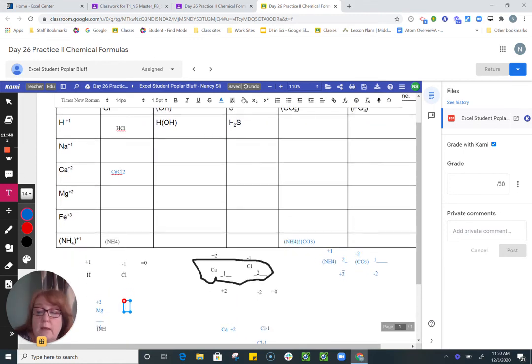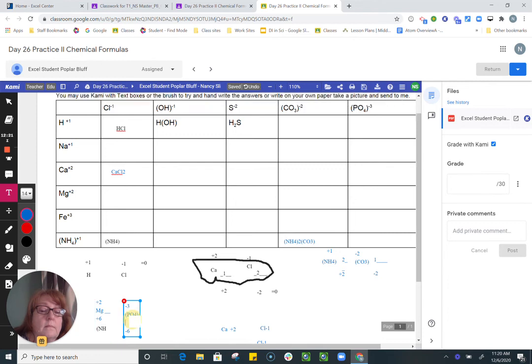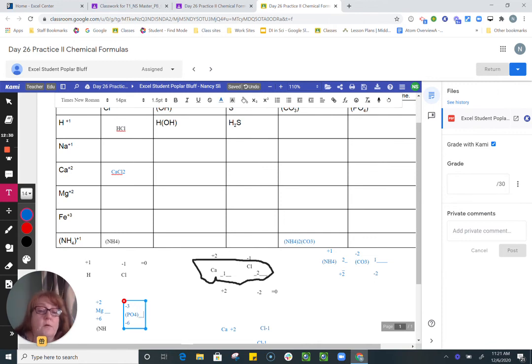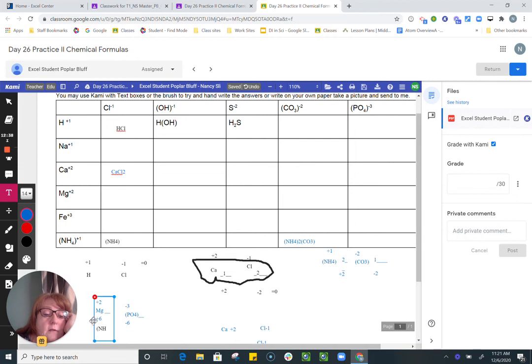PO4 is a -3, so I have a -3 charge there. PO4 is a polyatomic ion, and the number that 2 and 3 will both go into is a 6. Let me go down one more. So I need a -6 here, and I need a line right here. Okay. So +2 and -3. The smallest number that they will both divide into evenly is 6.